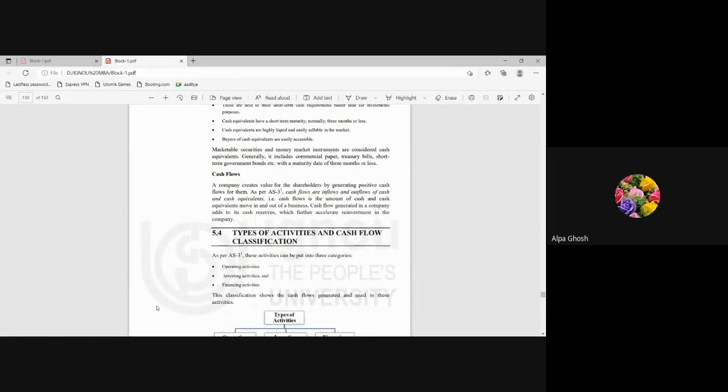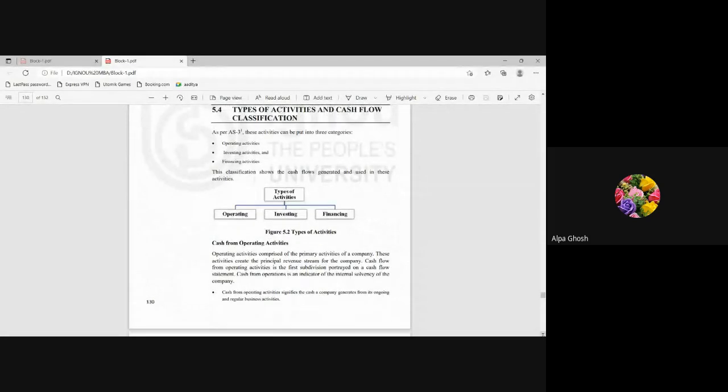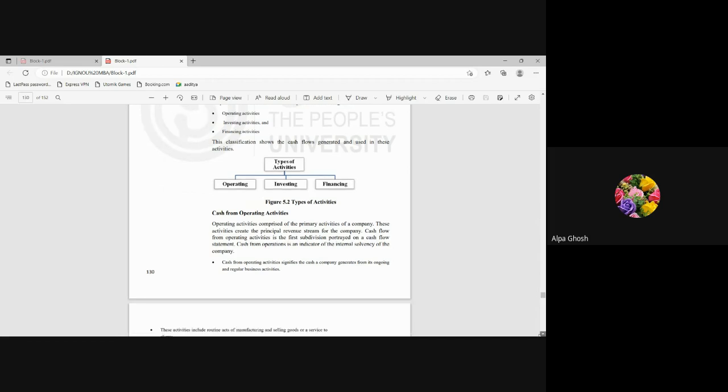So when we talk about cash inflow and cash outflow, we need to summarize this inflow and outflow under three basic activities or categories. These activities are known as operating activities, financing activities, and the third one is investing activities. So these are the three basic categories or division of all the activities that are operated in a business. So you can see this flow chart, types of activities, operating, investing, and financing.